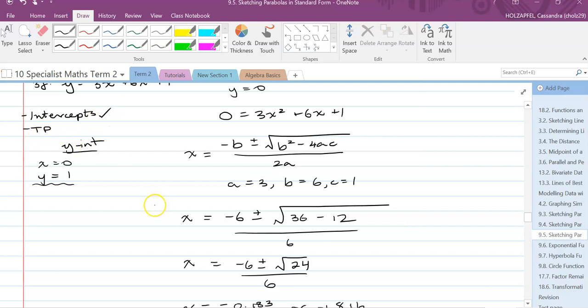Now we're going to go ahead and find that turning point. So it's our last little key feature. So x is equal to negative b over 2a.